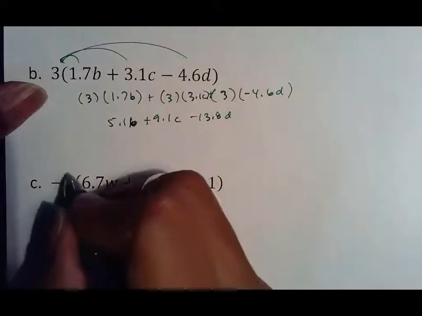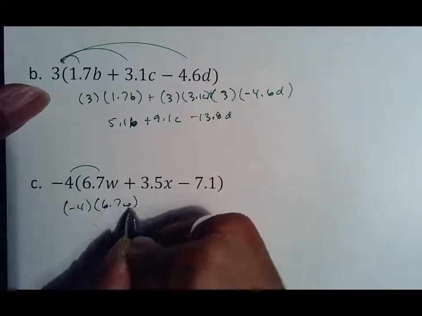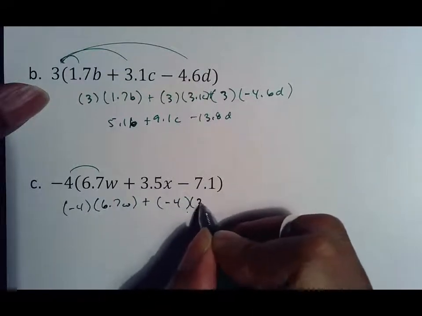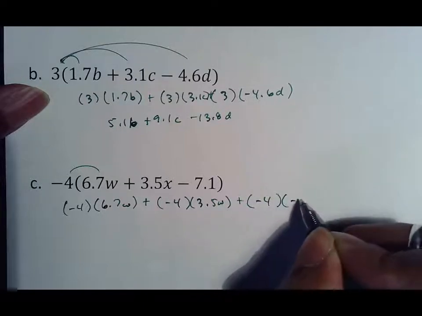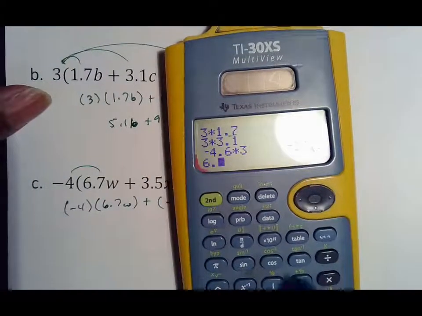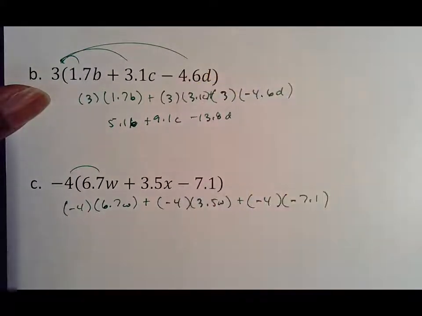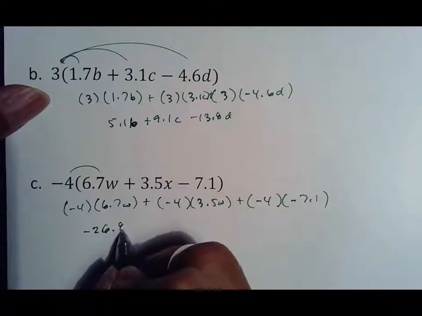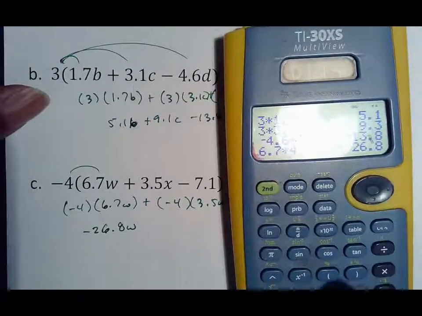Even when you have negatives, negative 4 meets 6.7w, and don't forget it connects with a plus. Negative 4 meets 3.5x, and negative 4 meets negative 7.1y. So you type in those numbers. I just typed in 4 times 6.7 to get 26.8 because I know it's going to be negative 26.8w. Again, I know that's going to be negative, so I don't need to type the negative.